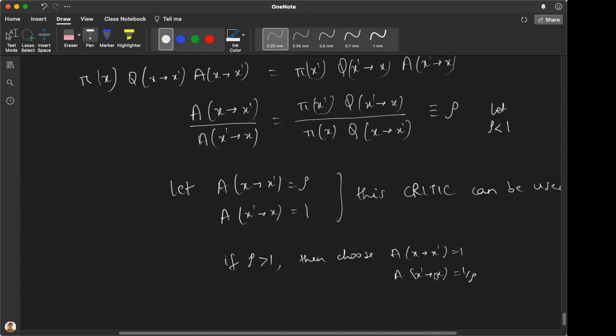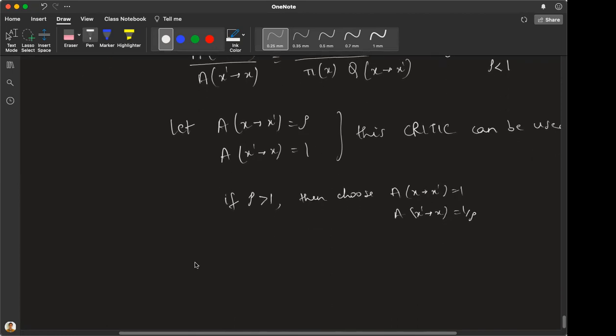So now, it turns out that in the algorithm, we only need A of x to x prime. So basically, A of x to x prime is very simple, this is simply equal to either rho or 1. Basically, it is the minimum of 1 comma rho, right? Whichever is the smaller number, you take it. Because if rho is larger than 1, then take A as 1. If it is less than 1, then take it as rho. That is a very simple critic.